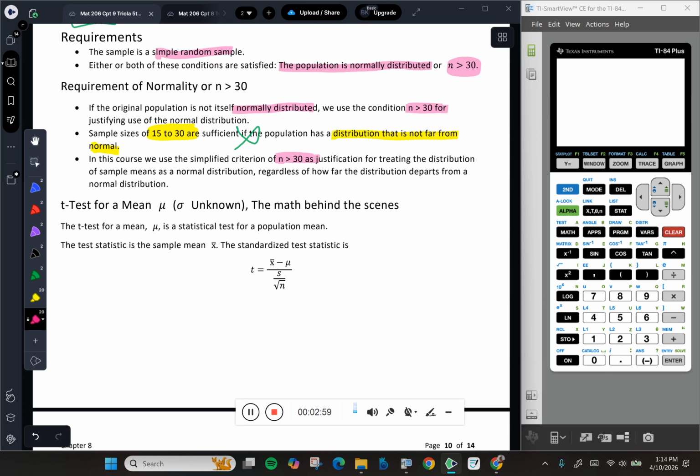The math behind the scenes, because we are doing mean testing with an unknown standard deviation, we're going to use that t-test, the same one that we use to calculate our confidence intervals. The math behind the scenes is this business, where the math is going to take the sample data and the hypothesized mean, and put it into that format. It's going to return a t-value.